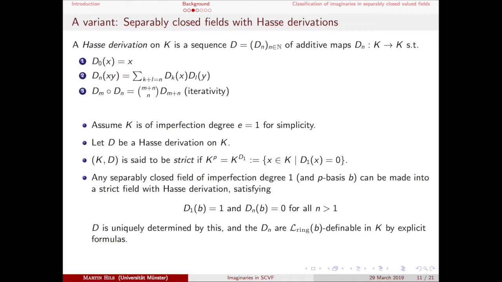So now we can endow such a field with a Hasse derivation. Of course, in this example, I said at the beginning, the p-basis would be given by T. So we could, for example, work with T and take a derivation which sends T to 1, and D_n of T would be 0 for n larger than 1. And there's a unique one.